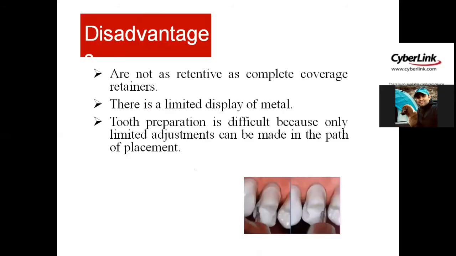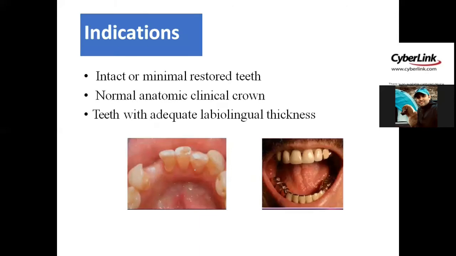But there are some disadvantages also. They are not as retentive as complete coverage retainers. There is a limited display of metal. Tooth preparation is difficult because only limited adjustment can be made in the path of placement. And one very important disadvantage is the margins, the interface, the area where the tooth is making contact with the crown, which sometimes may lead to secondary caries. They are mainly indicated in intact or minimally restored teeth, normal anatomic clinical crowns, and teeth with adequate labiolingual thickness.